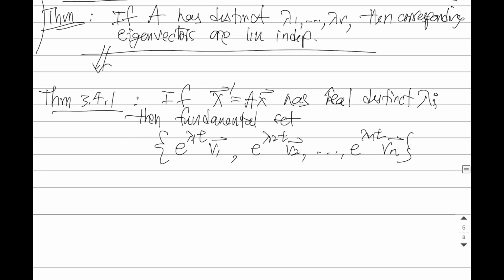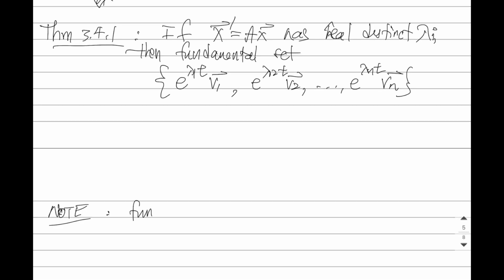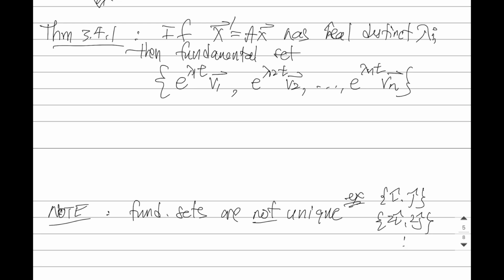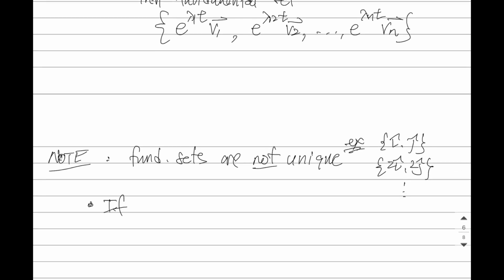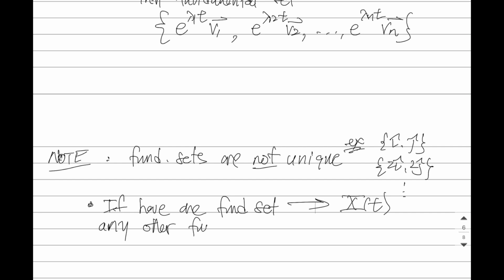Now, the final thing to note here is that fundamental sets are not unique. In the same way that when you talk about R2, you've got the standard basis of i and j, you could have 2i and 2j as your basis, or infinitely many different bases. So if you have one fundamental set, you can put everything into this fundamental matrix X, and any other fundamental set will be related to it by the following.